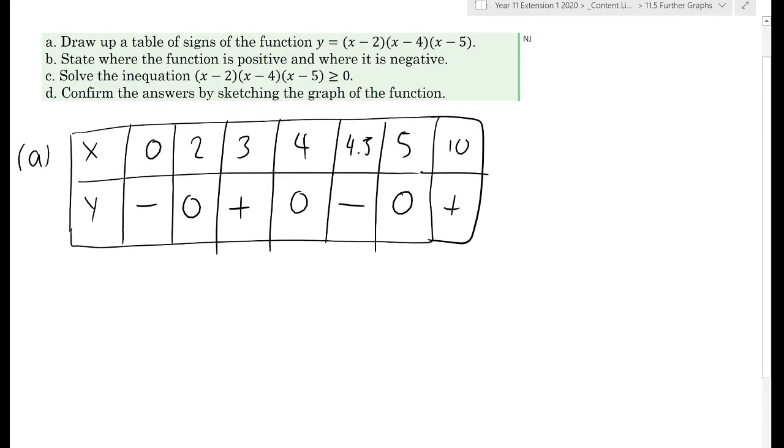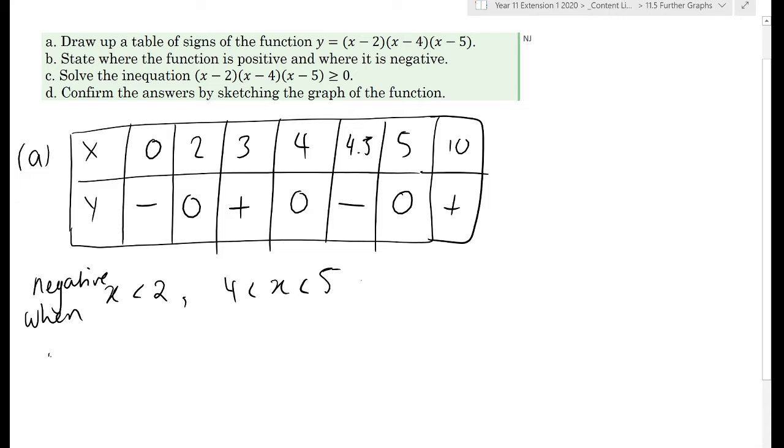Well, we know that it is negative when x is less than 2. So when x is less than 2, it's negative. So negative when x is less than 2. We also know it's negative between the 4 and the 5. So between the 4 and the 5, okay?